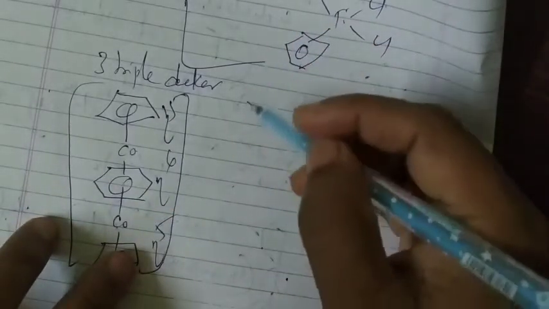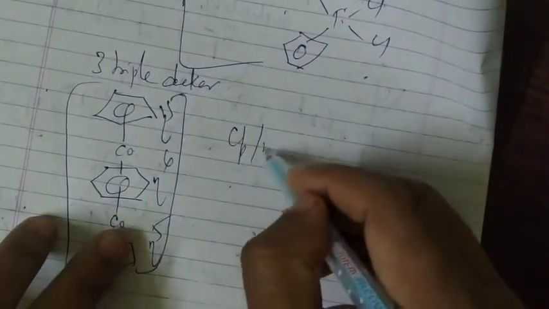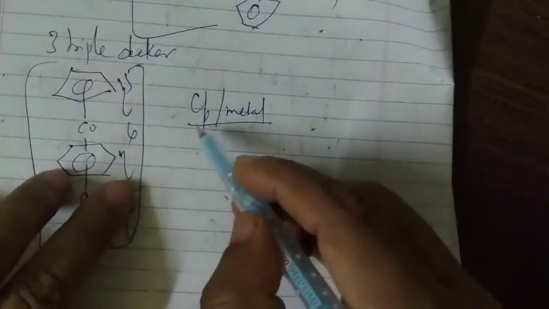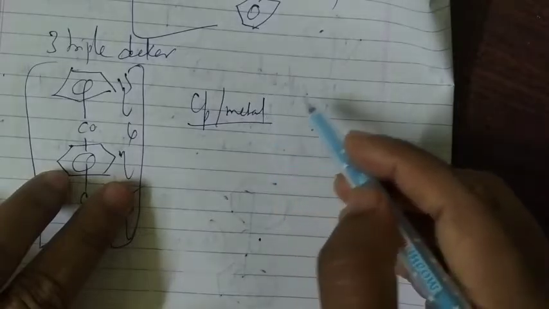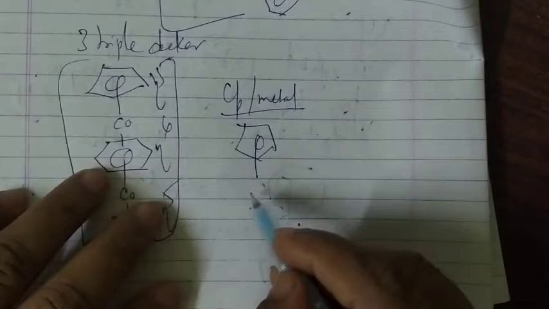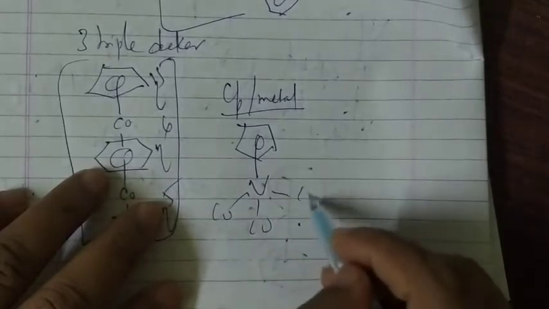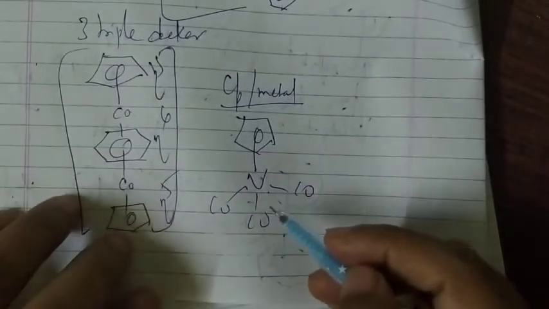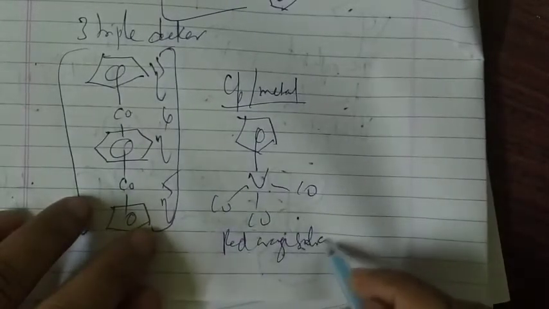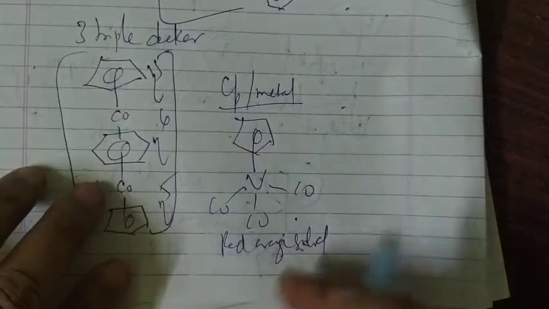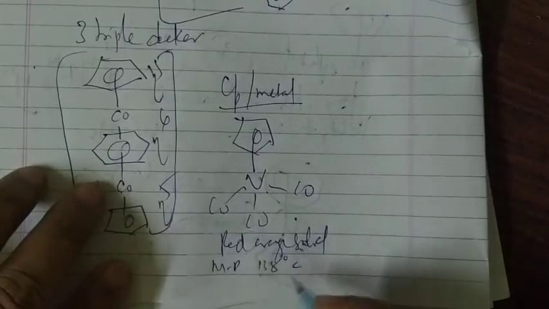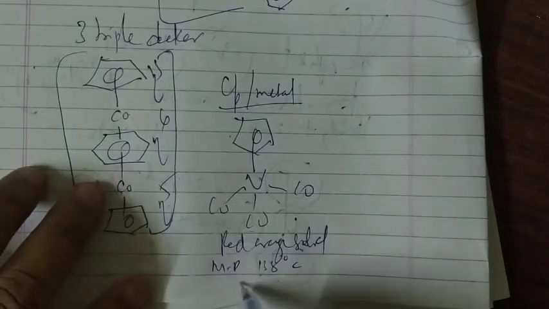And sometimes one cyclopentadienyl ring per metal is also observed in some of these organometallic complexes, one cyclopentadienyl ring per metal atom, like we have seen in this way, okay. The best example is vanadium, then carbon monoxide is attached to this like this, okay. So this compound is a red orange solid. See here, this compound is a red orange solid and has a melting point of 138 degrees centigrade, MP 138 centigrade, but it is air sensitive.